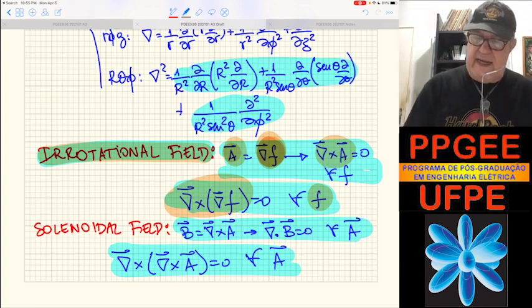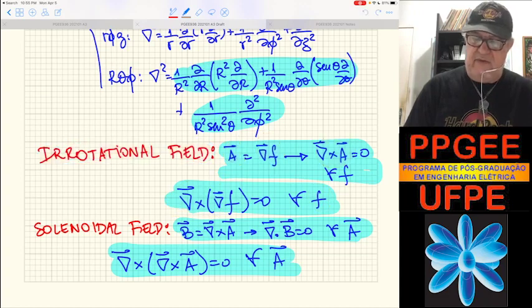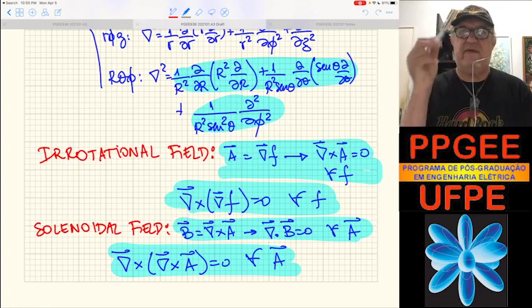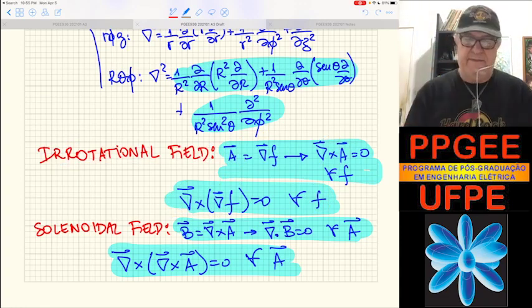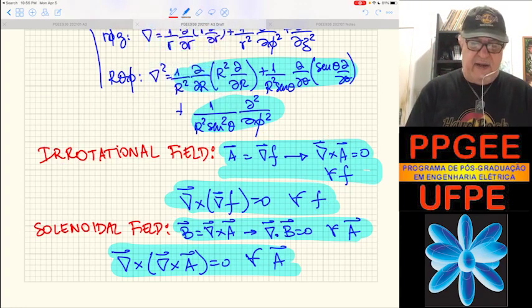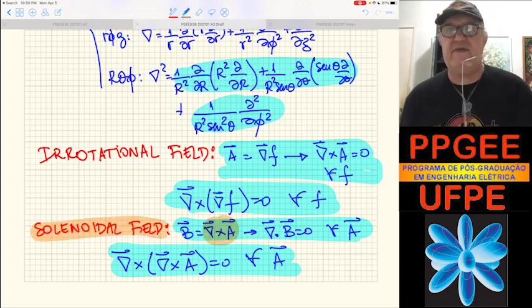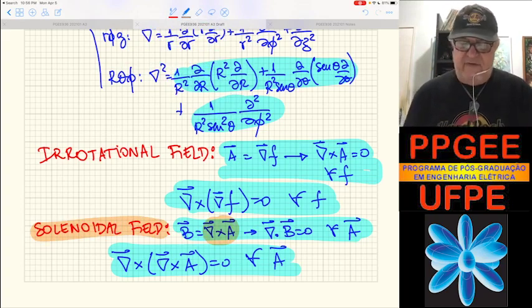Another interesting class of fields are the solenoidal fields. Solenoidal fields have this property of curling like this, right? A solenoidal field, on the other hand, is obtained from the curl of another vector. So any field that is obtained from the curl of another vector has zero divergence. Okay.